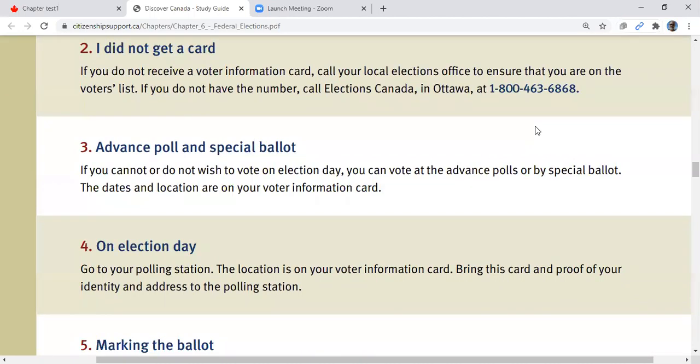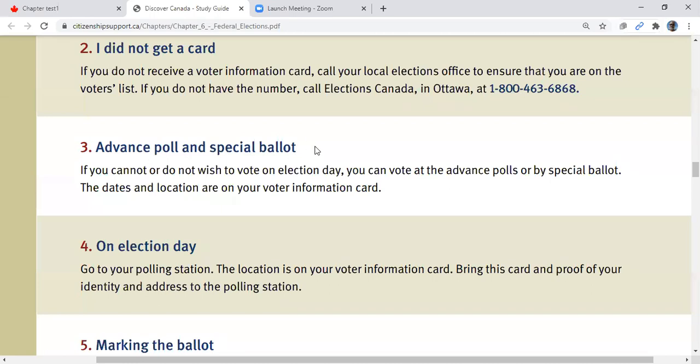Okay. Advance poll and special ballot. If you cannot or do not wish to vote on election day, you can vote at the advance polls or by special ballot. The dates and the locations are on your voter information card. Yeah, good. Do you know what this word advance means? Does anybody know what that word means, advance?